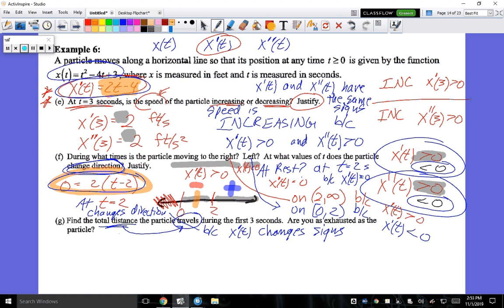And then, that's funny. Are you as exhausted as the particle? These are hefty problems. There's a lot of justification.